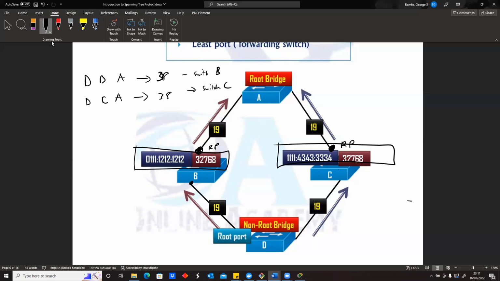Clearly, the bridge ID for switch B is lower, because the priority 32768 is the default and they all have the same one. So we'll be looking at the MAC address, and based on the MAC addresses of the 2 devices, we can clearly see that switch B has a lower MAC address. And so the port connected to switch B is going to be our root port. That's our root port for switch D.